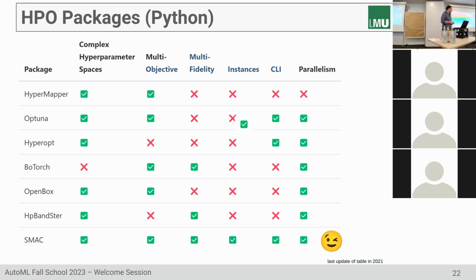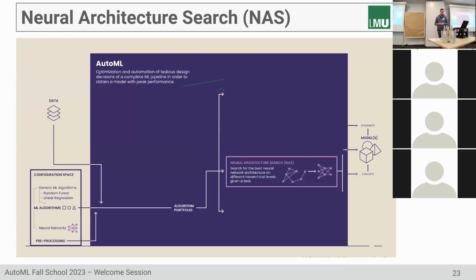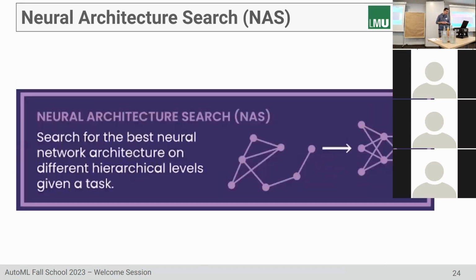And with that, I would like to proceed with neural architecture search. Please don't quote me on anything I say about neural architecture search. I'm not an expert on neural architecture search, but I will do my best here to guide you through. So neural architecture search is basically a problem where we are focusing on a specific learning algorithm and model class. So as the name already suggests, neural networks.